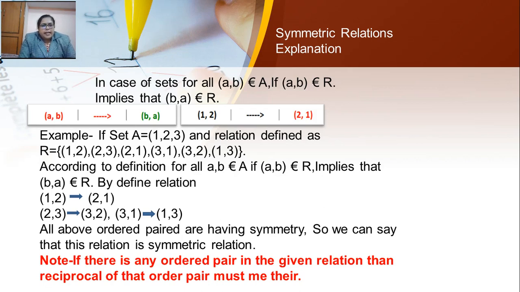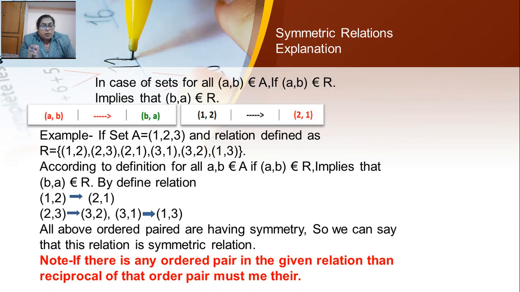Suppose set A is {1, 2, 3} and relation is defined as R equals {(1,2), (2,3), (2,1), (3,1), (3,2), (1,3)}. According to the definition, for all a, b belonging to A, if (a,b) belongs to R, then (b,a) belongs to R. Now see in this relation, (1,2) has its symmetric pair (2,1), and (2,3) has its symmetric pair (3,2) in this relation, and (3,1) has its symmetric pair (1,3) also in this relation. So all our ordered pairs have their symmetric pairs, so we can say that this relation is a symmetric relation.